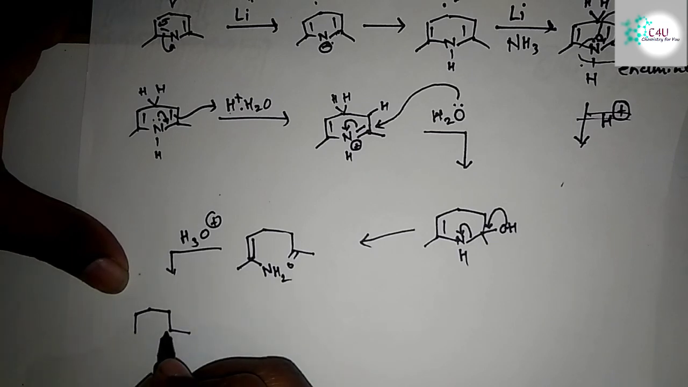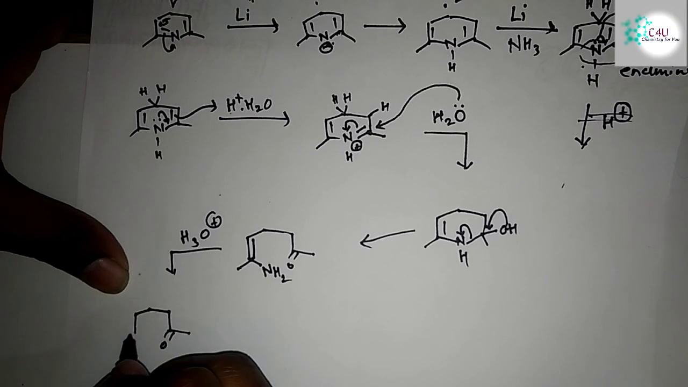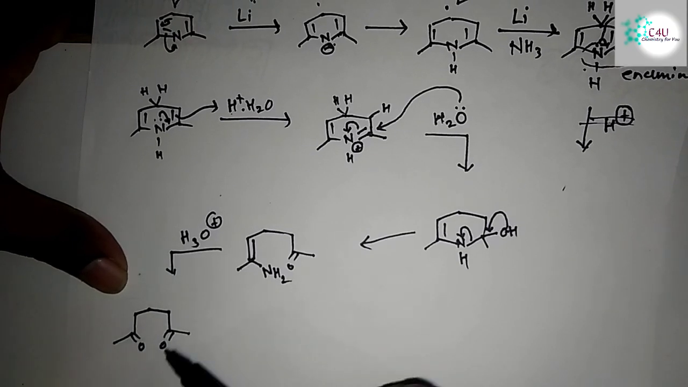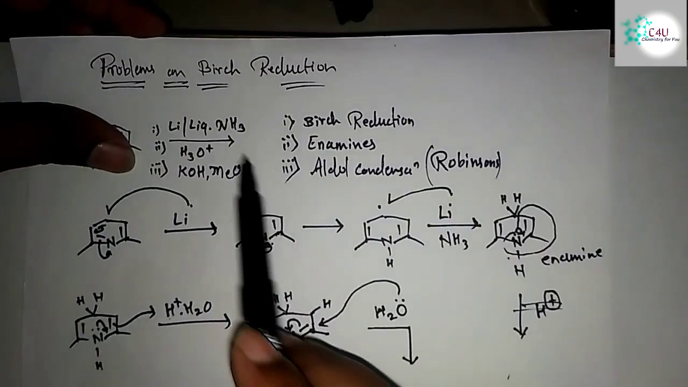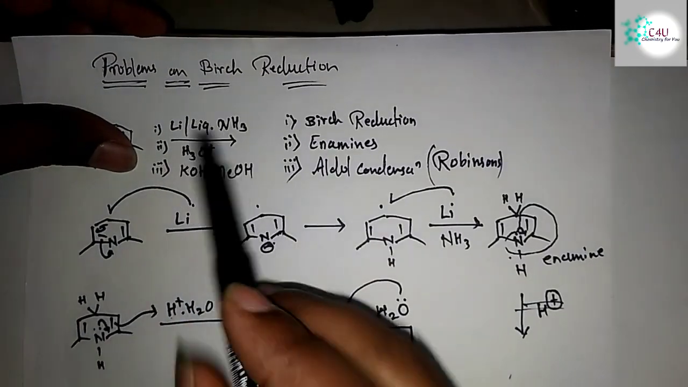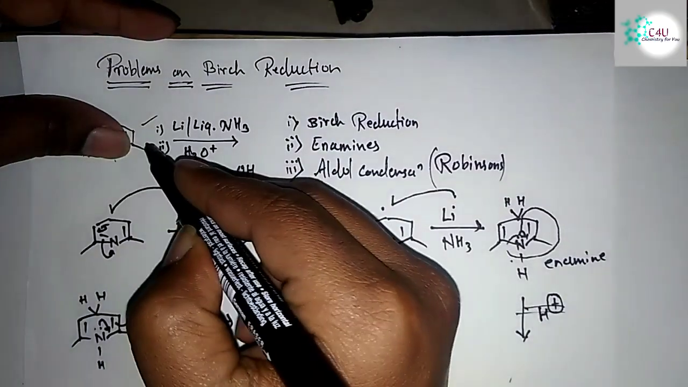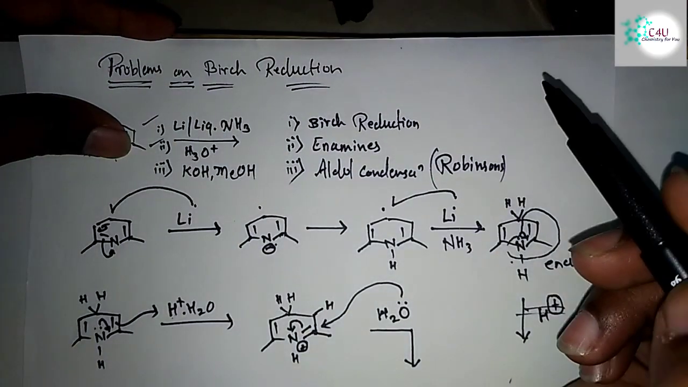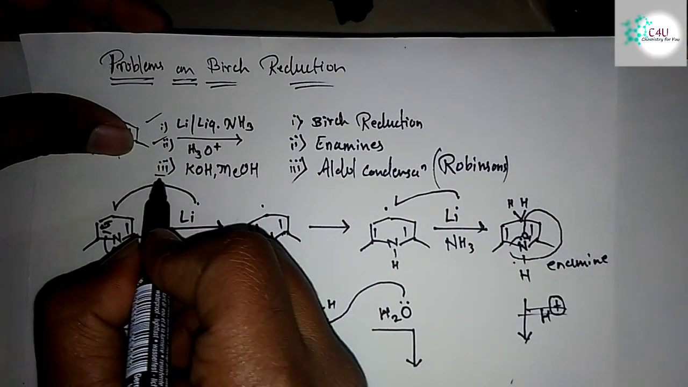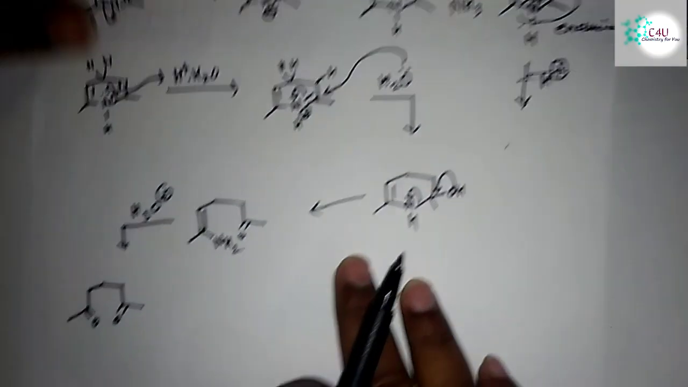Okay, here is one methyl and O, here is one methyl and O. This is the product of your second reagent. So we are done with Birch, we are done with hydrolysis. Now we are left with KOH, methanol, which is a kind of aldol condensation.